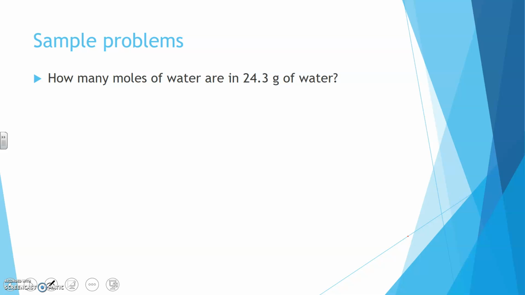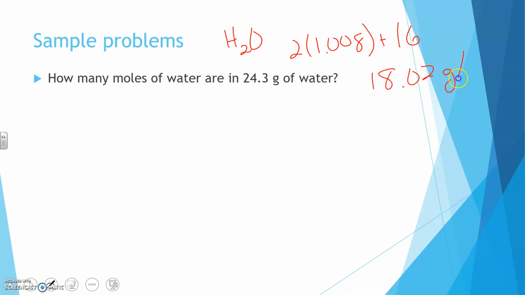Alright, so how many moles of water are in 24.3 grams of water? It's a grams to moles conversion. First thing we need to do is calculate the molar mass of water, which is H2O. We have 2 hydrogens at 1.008, and we have 1 oxygen. So the molar mass is roughly 18.02 grams per mole.